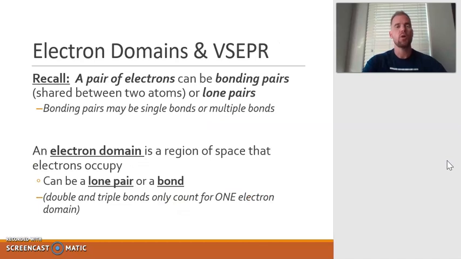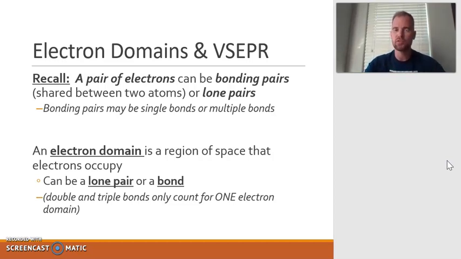Alright, so we're going to be talking about electron domain geometry, but before we can talk about what electron domain geometry is, we need to first understand what an electron domain is. So remember, a pair of electrons can come in two forms. They could actually be bonded, which means they're between two atoms, or they could be lone pairs, which means that they're not bonded. Remember that bonding can be single bonds, double bonds, or triple bonds.